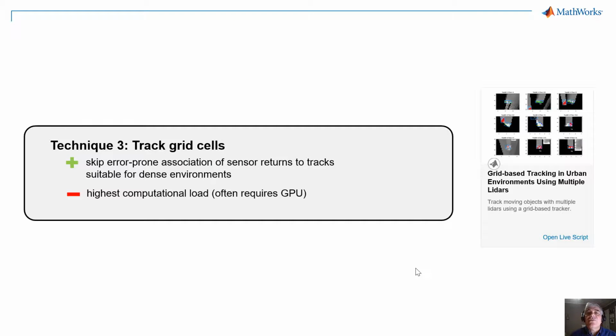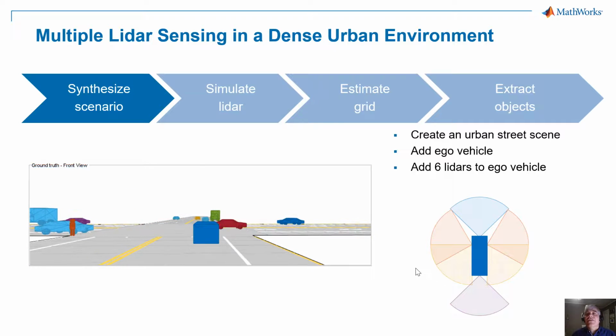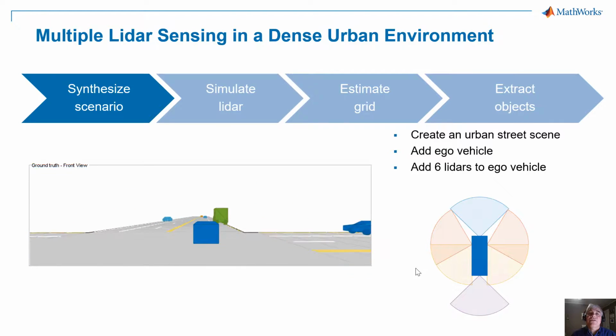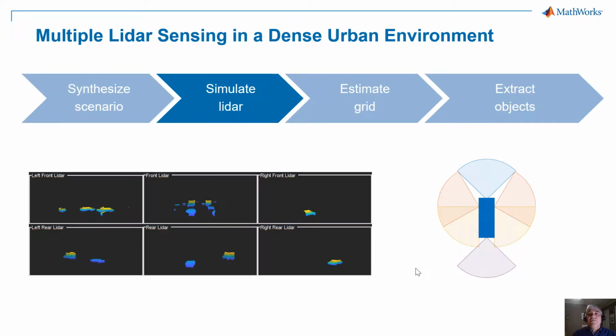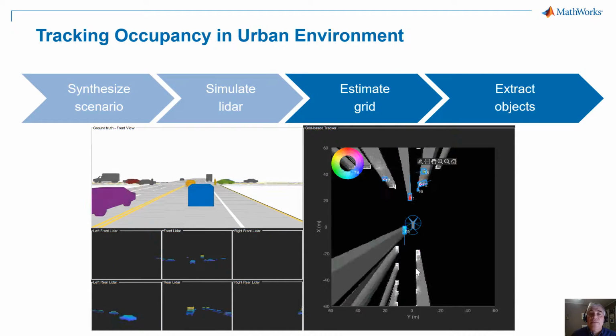Our second example showcases grid-based extended object tracking. We create a dense urban scene and attach 6 Lidar sensors with different coverage areas to the ego vehicle as shown on the right. We simulate the point cloud returns from the Lidar sensors. Note each Lidar observes only a fraction of the scene. The grid-based tracker assembles these fractions and tracks the overall grid. We use the tracker to fuse Lidar data into the dynamic grid map.